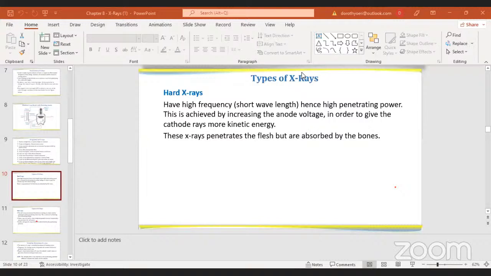I hope I'm clear. That is how hard X-rays are produced. The accelerating potential between the anode and the cathode must be high. When it is high, the electrons travel at high velocity, or the electrons are accelerated towards the anode, and then you end up with hard X-rays.